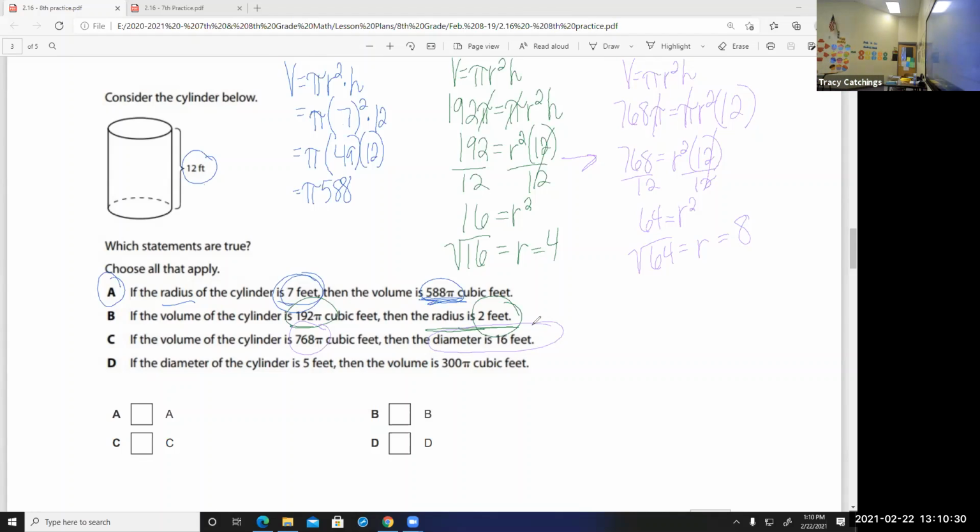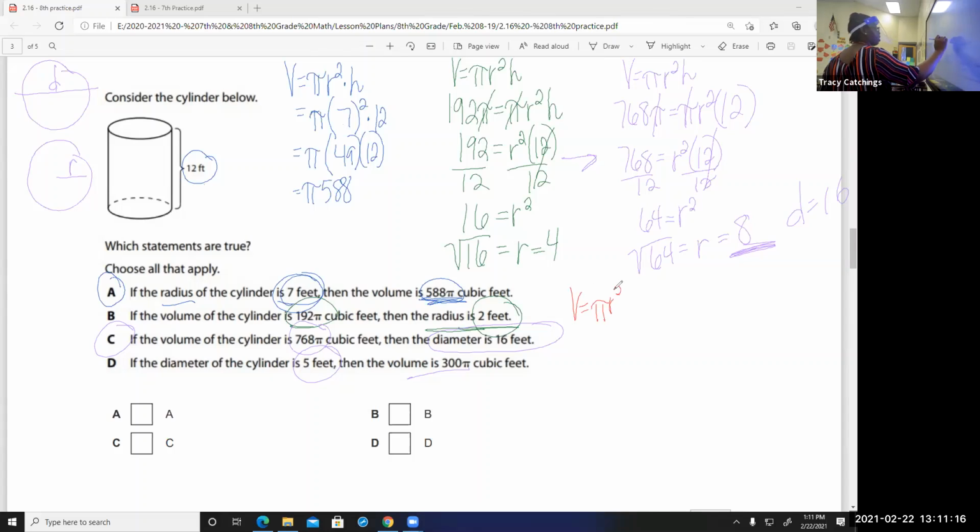What's the radius to the diameter? Which one was half of the other? So if we got the radius of 8, and I'm trying to get to that diameter, what'll be the diameter? What's 8 plus 8? And that is what they gave us. The last choice said the diameter of the cylinder is 5 feet, and they want us to check their volume.